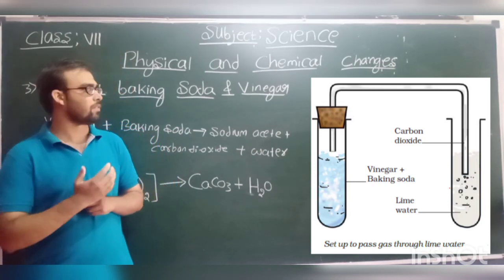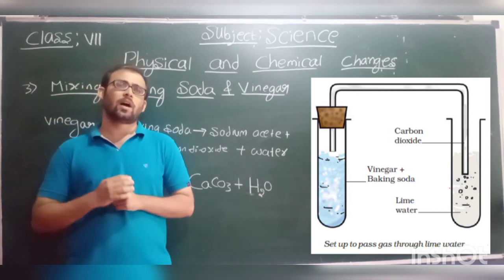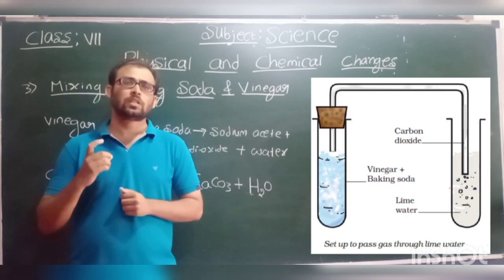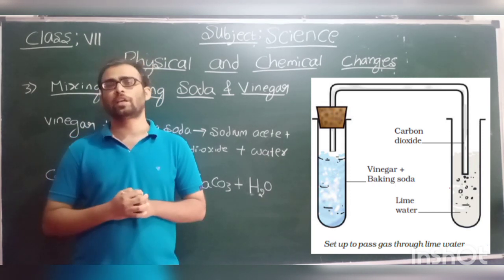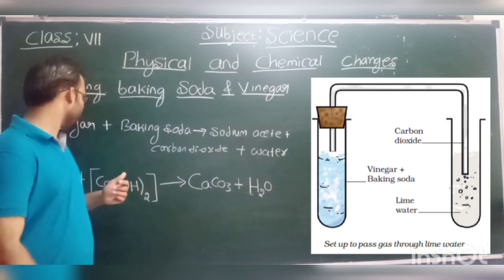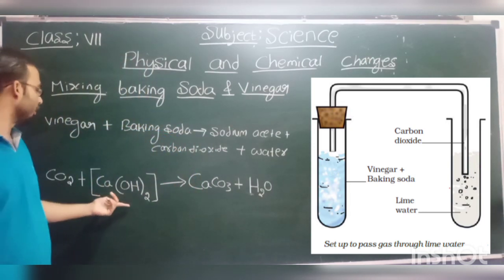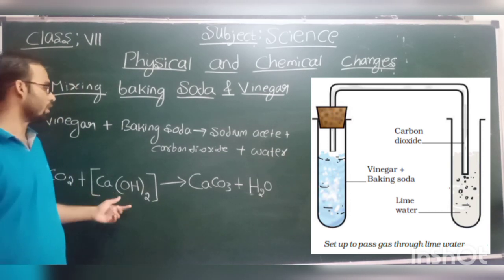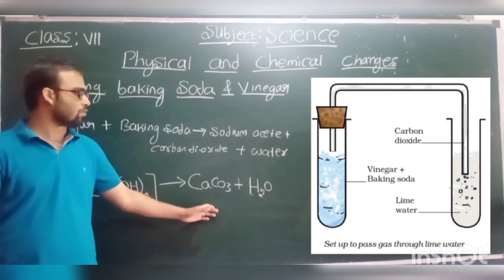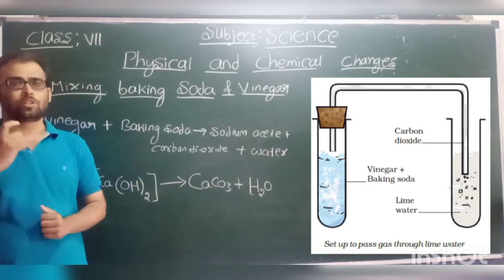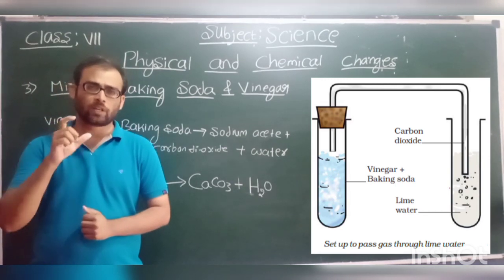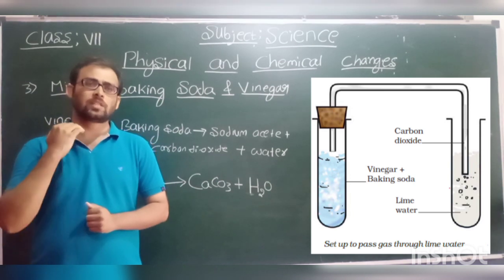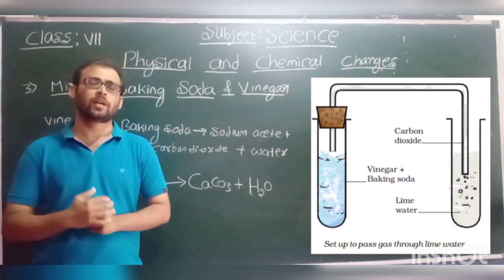Pass this carbon dioxide through the freshly prepared lime water, and you will see that the lime water turns milky. Why? Because of the formation of calcium carbonate. When carbon dioxide reacts with lime water, calcium carbonate is formed along with water. It is due to the formation of calcium carbonate that the lime water turns milky. So turning lime water milky is a standard test for carbon dioxide.